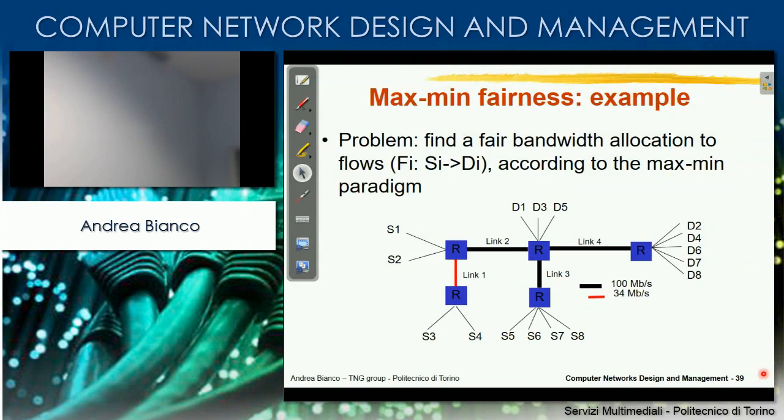To encourage you to try to solve it, this is one of the typical examination questions. Not on this example, of course, but it's better that you are pretty sure that it is clear to you how the algorithm works.